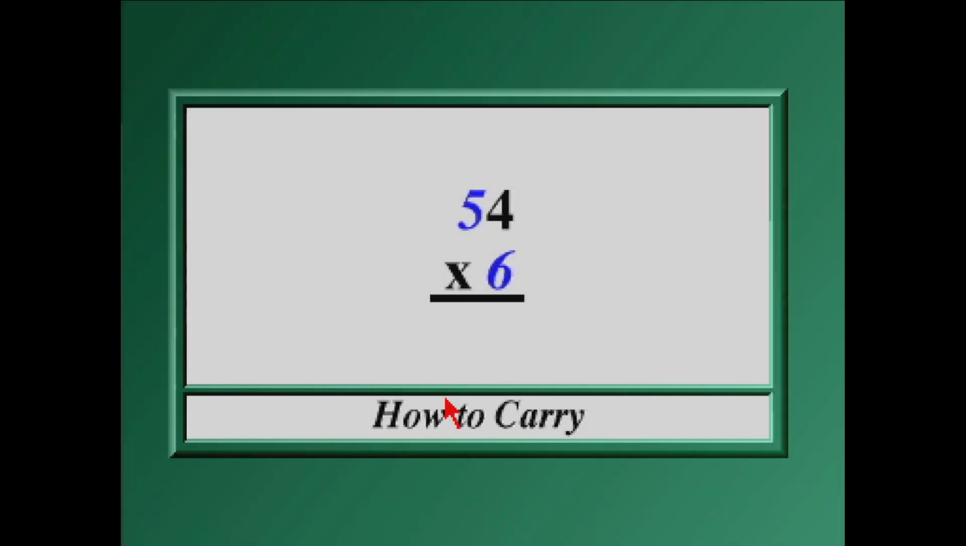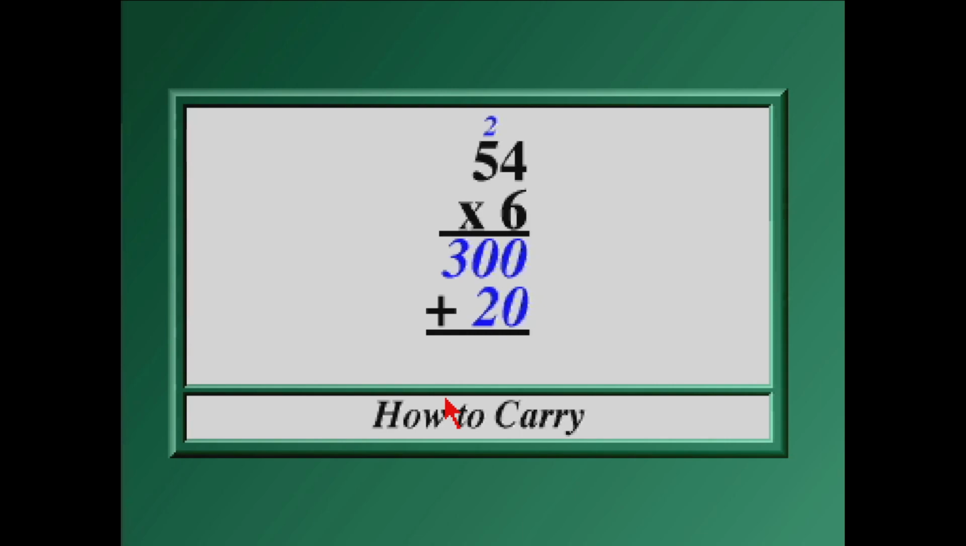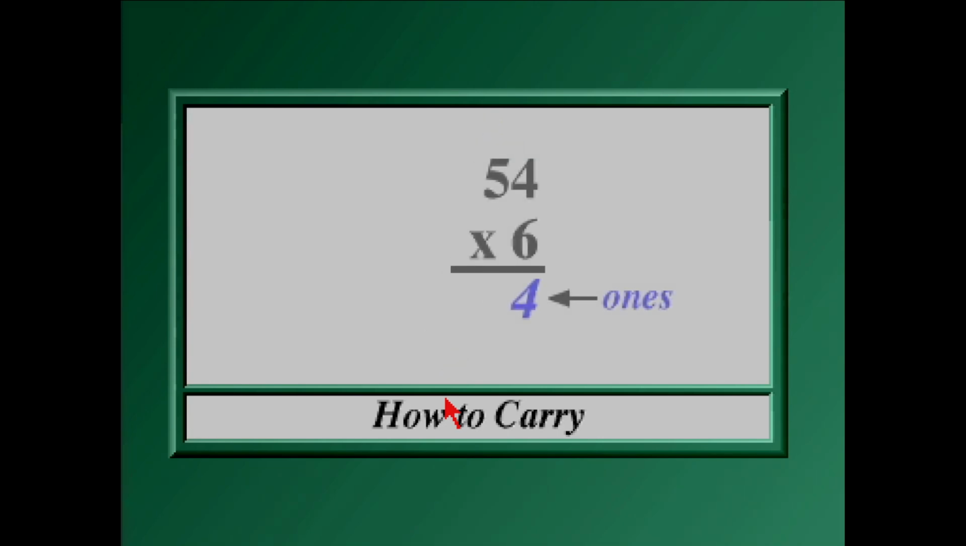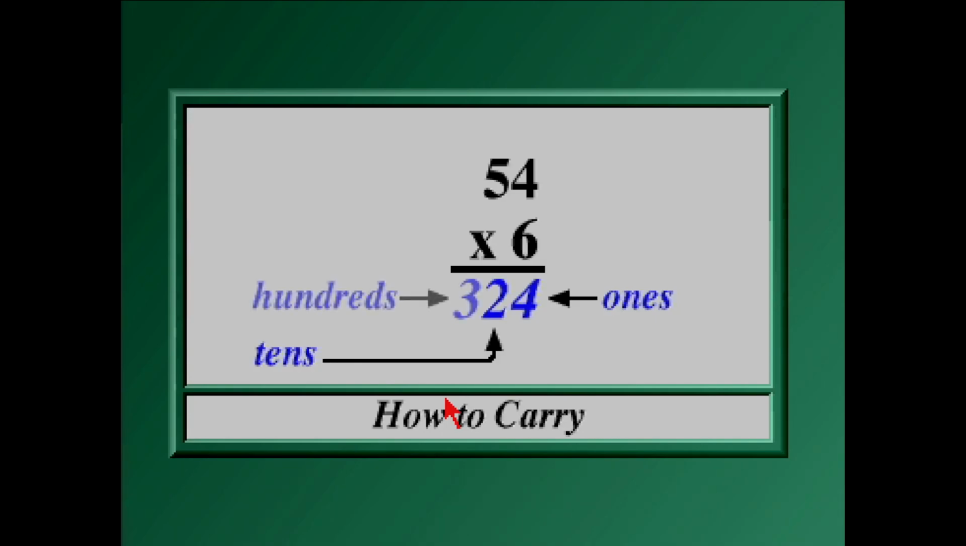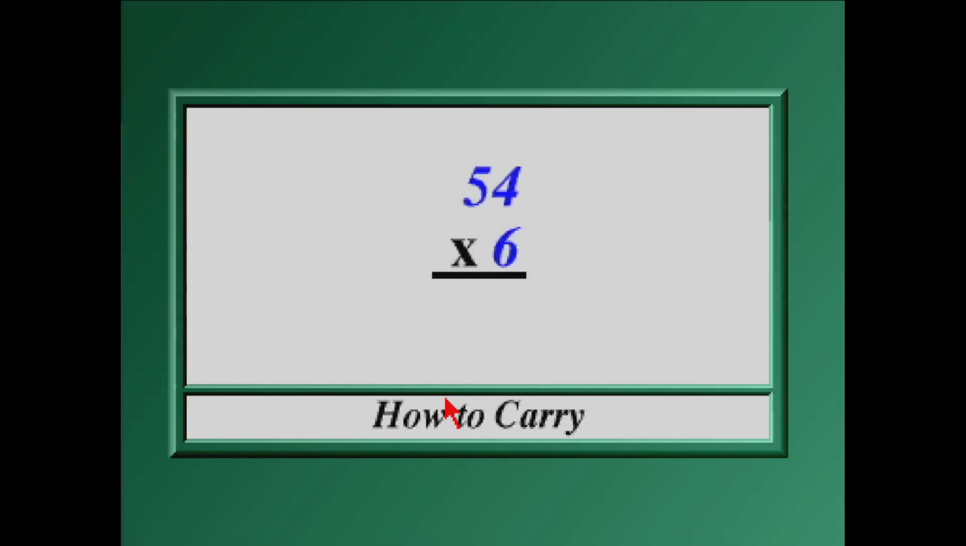Next, multiply 6 times 5 tens, or 50. 6 times 5 tens equals 300. 300 plus the 20 carried over equals 320. Since you already have 4 in the ones place, you would write 2 in the tens place and 3 in the hundreds place. Thus, the product of 54 times 6 is 324.